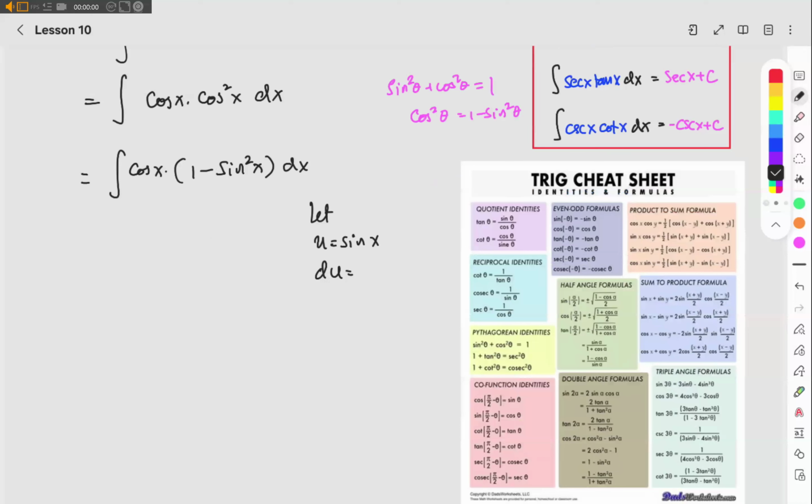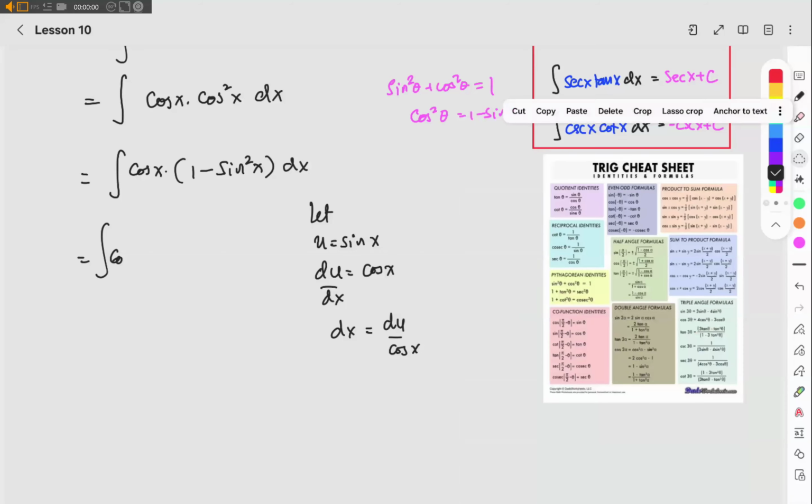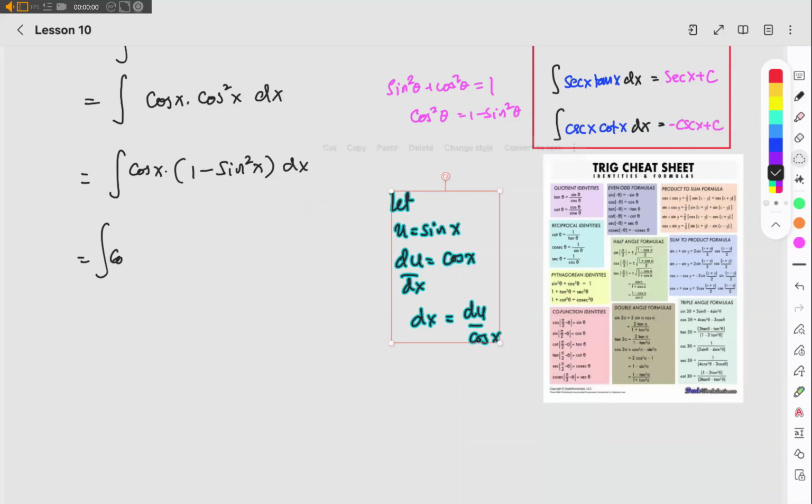Cosine of x, that will be cosine of x dx over dx. So dx is simply du over cosine of x. Then you just substitute this. So integral of cosine of x. Let me just bring this to the other side a little bit.